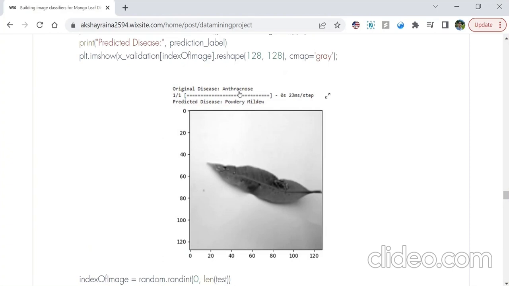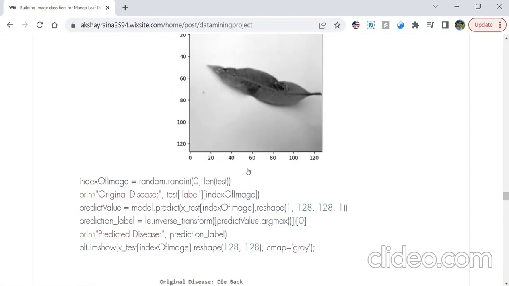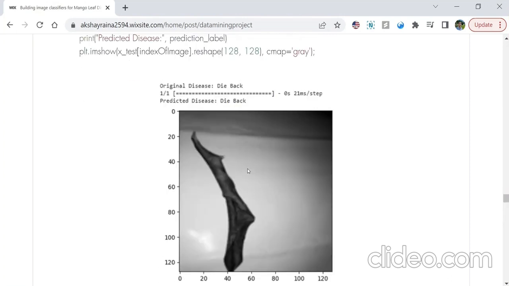You can see here that this particular image was originally Anthracnose, and after running it through the model, the model predicted that this image had powdery mildew disease.